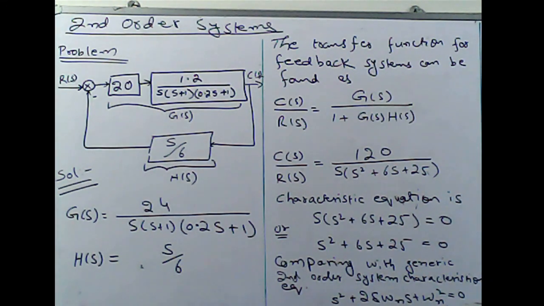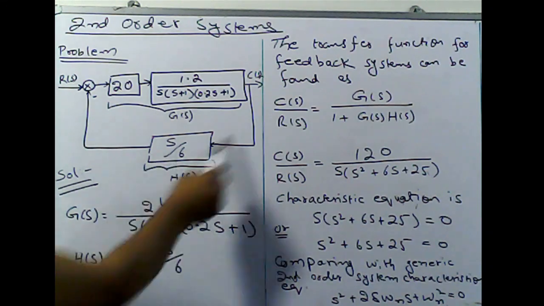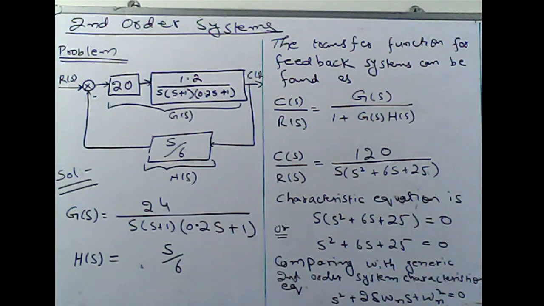Let us solve another example related to finding out the time domain parameters of a second order system. You have this block diagram of a second order system and you have to find out certain parameters such as rise time, peak time, maximum overshoot and settling time of this second order system.